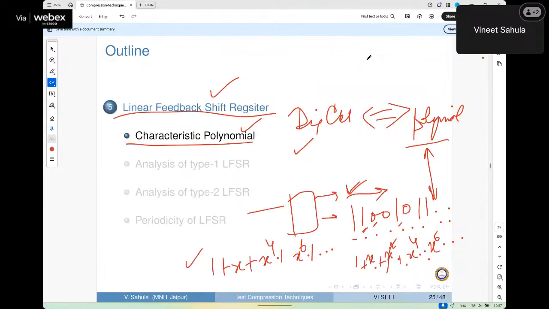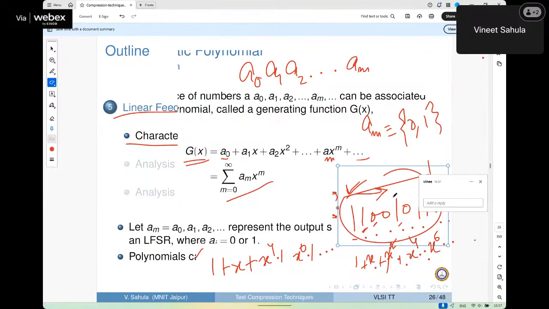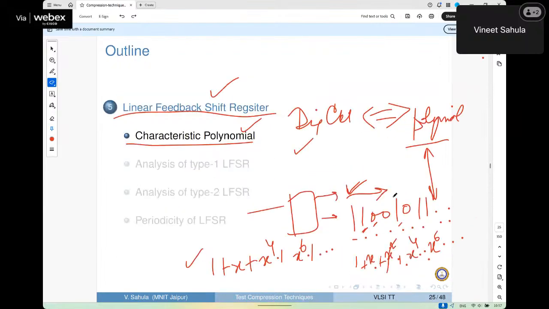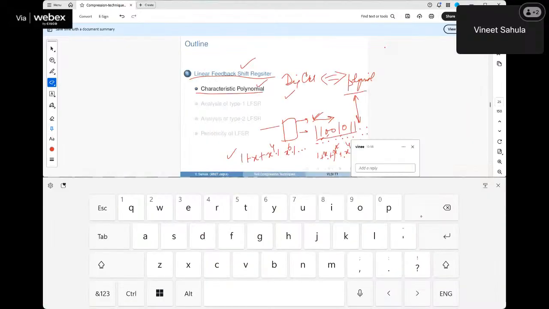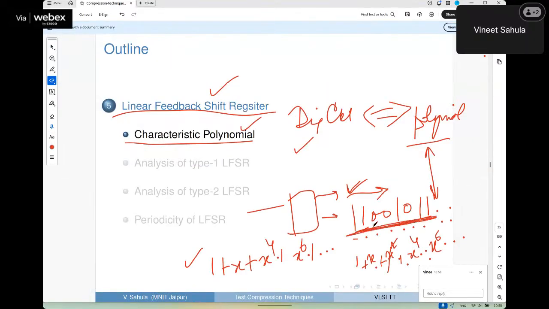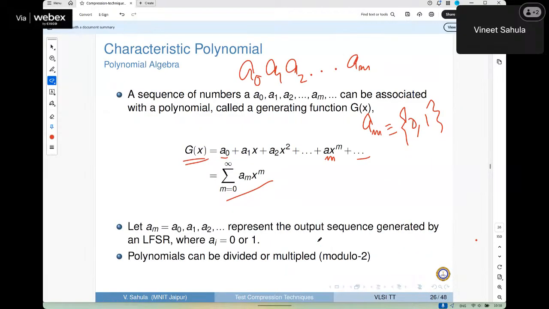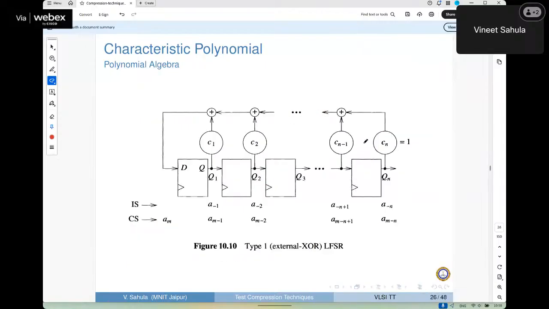I go back. This bit pattern here has a corresponding polynomial here. That's what I'm saying here. This bit pattern has a polynomial here. That's all, nothing else. Do you follow? Very simple. So now let's characterize this LFSR with some polynomial.